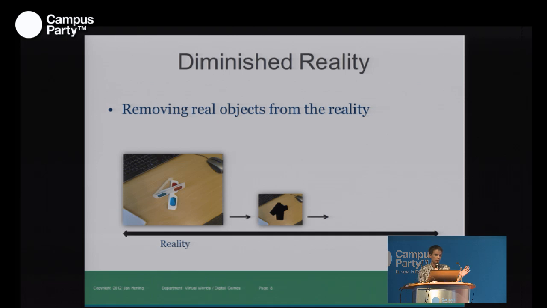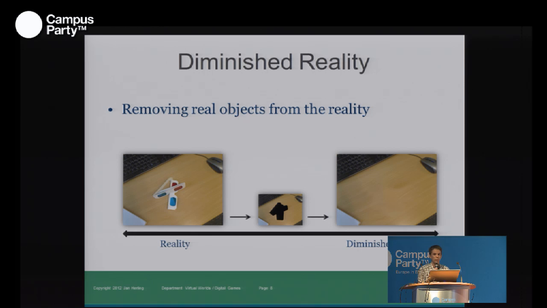This black mask defines all pixels we want to remove from the real environment, and the final result then is the diminished reality. So we did not remove the glasses here on the table by hand, but we did it with our technology.